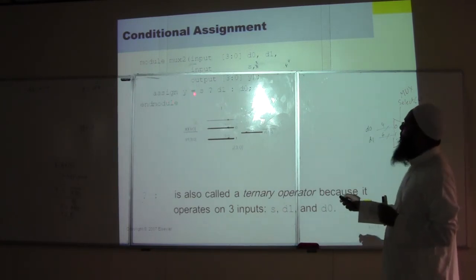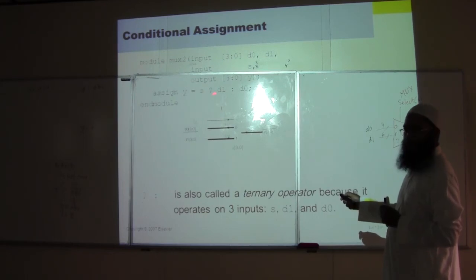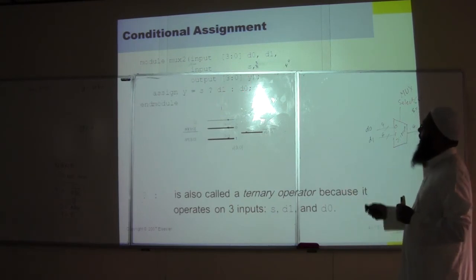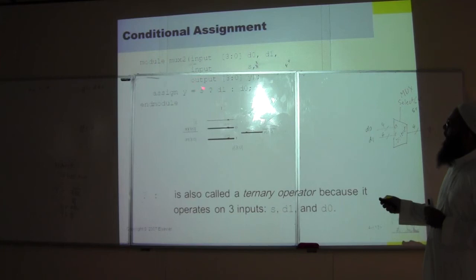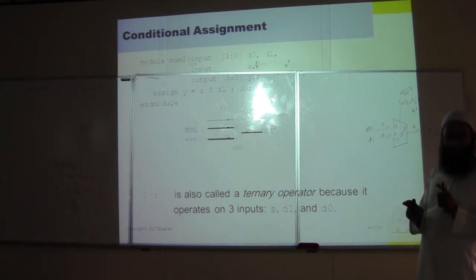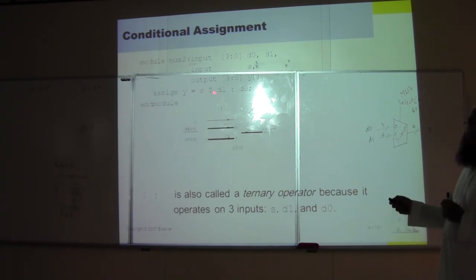So assign y equals S, then a question mark, D1 colon D0. What is the meaning? The meaning is, if S is true, y will be the same as D1. If S is false, y will be the same as D0. Do you understand? If S is true, y will take the value of D1. If S is false, y will be the same as D0.